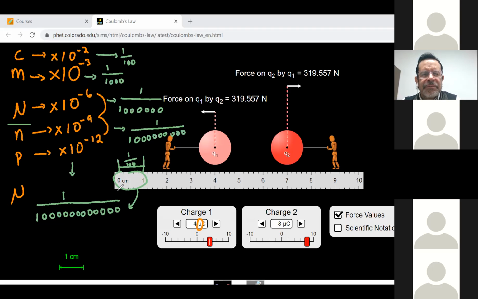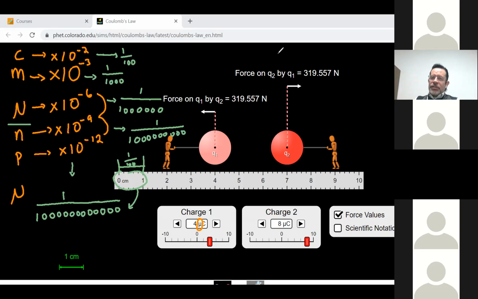Yes, and the N is nano, right? Nano, yep. And the P is pico. These are very small values. This refresher is important because we're going to be working with very small values in this course.